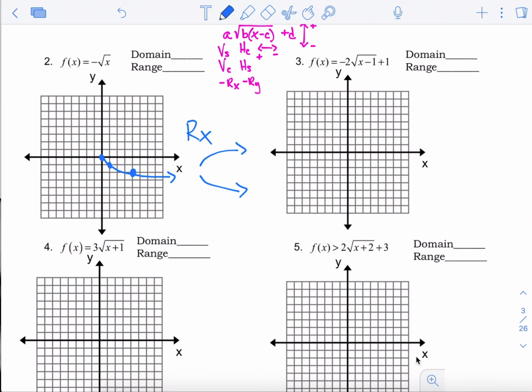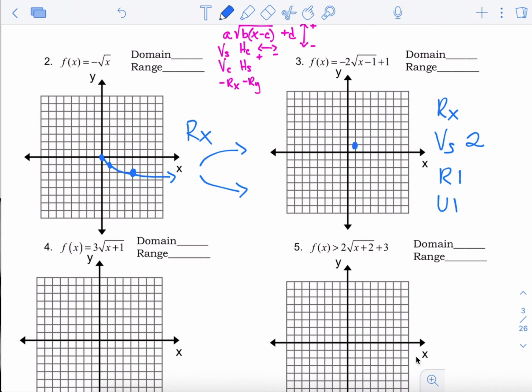He's got a negative out front. That's a reflection over the x-axis. He's got a 2 out front, which is a vertical stretch. Vertical stretch by 2. He's got a -1 in the parentheses, which is going to move us to the right 1. And he's got a +1 after the square root, or after the parentheses, which is going to move us up 1.